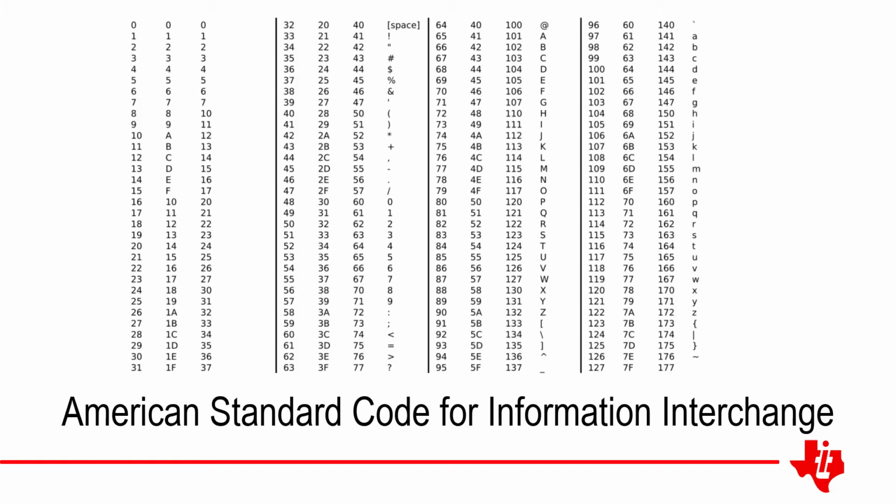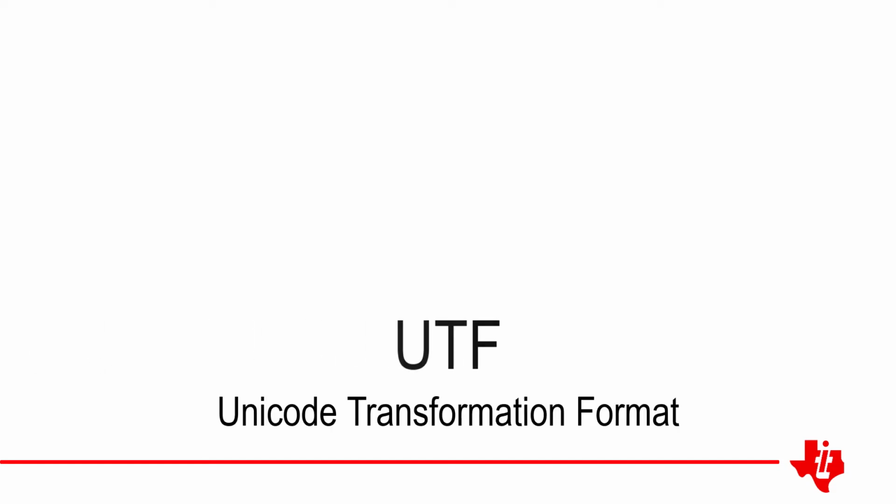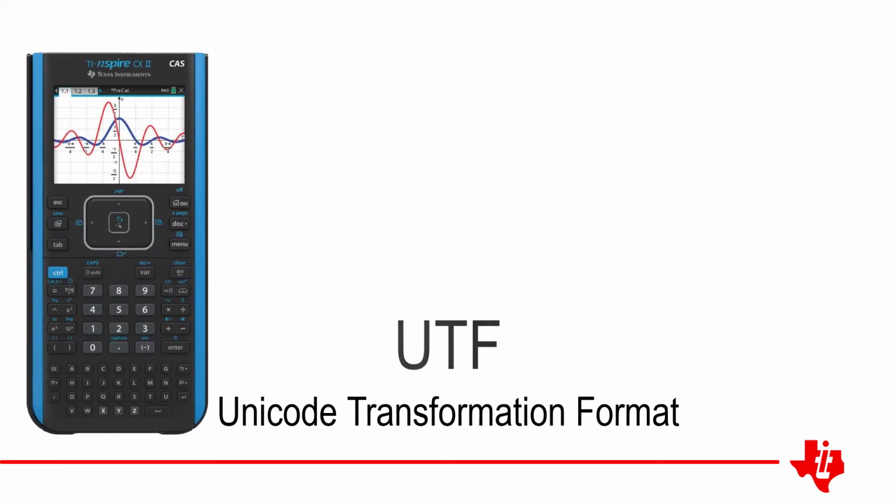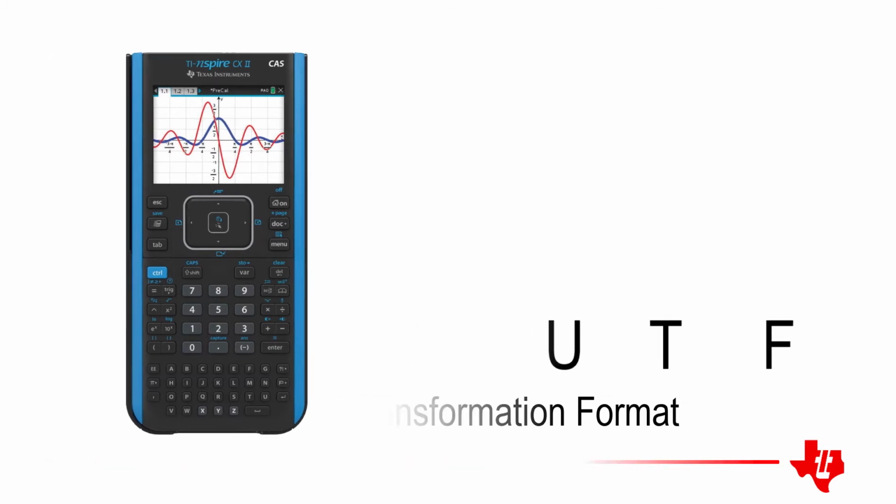This seems fine for an alphabet of only 26 letters and some punctuation and common symbols, but as digital communications became global, a more powerful system was required, and so UTF was introduced. The original ASCII is a subset of Unicode and is still used in a variety of platforms, including TI-Nspire.